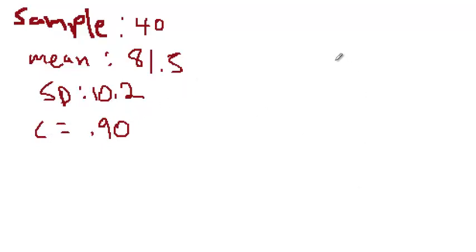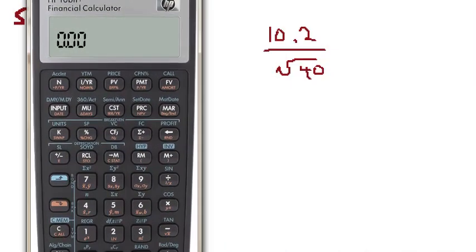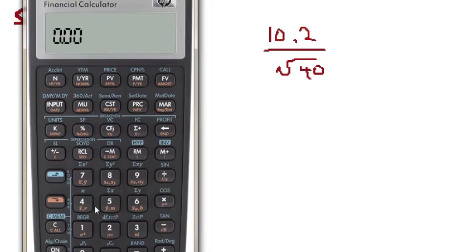Okay, so how do we do this? The first thing we have to do is figure out the standard error for the population mean, which is the overall standard deviation divided by the square root of the sample size. So how do we do that? The standard deviation is 10.2 divided by the square root of 40. We can do that on our calculator over here. Let's drag our calculator here. Let's take the square root of 40, and we'll use two places.